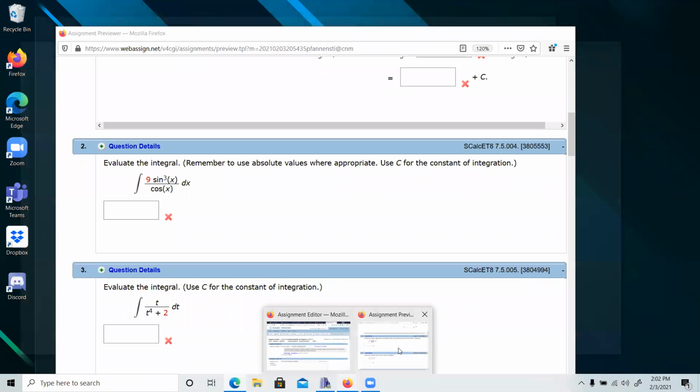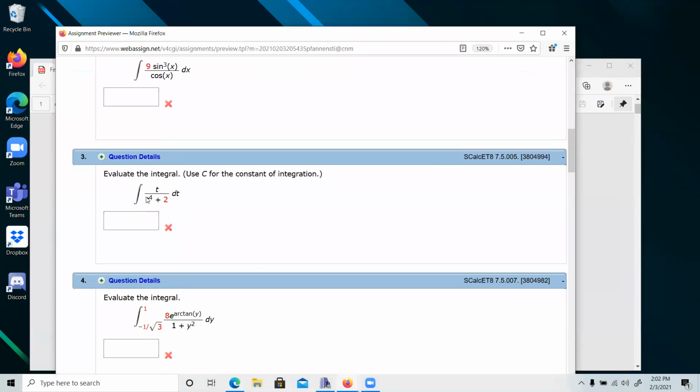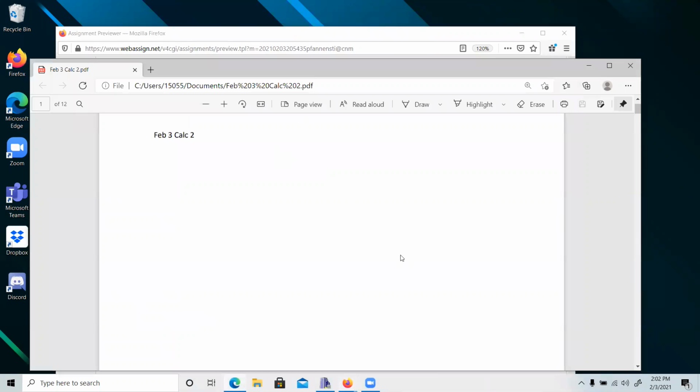All right. Let's go ahead and start taking a look at some of these. So this is the integral of t over t to the fourth plus 2. Okay, we're going to see if we can. It's indefinite, so we're going to need a c. Okay, so here we go. We've got the integral of t over t to the fourth plus 2 dt.